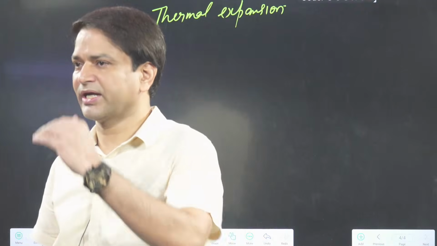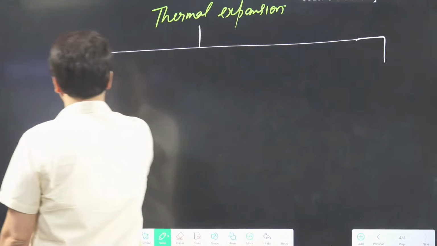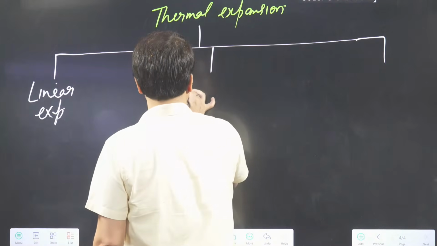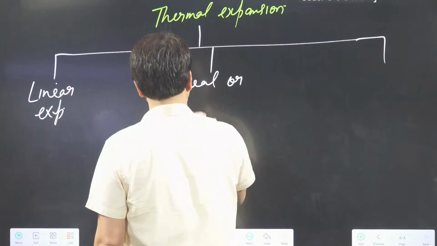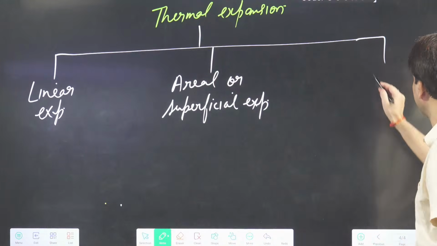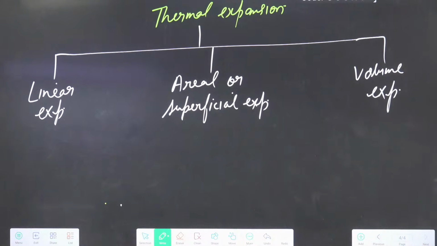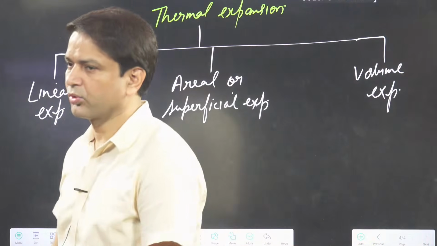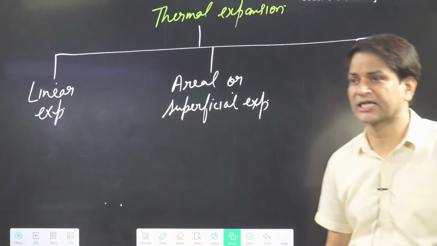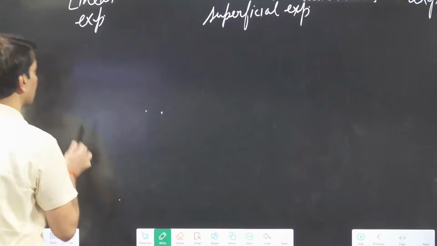According to the dimension of the body, we can divide thermal expansion into three parts. One is linear expansion. Second is superficial or aerial expansion. Next is volume expansion. Like one-dimensional body, two-dimensional body, three-dimensional body, accordingly we can find the linear expansion, aerial expansion and volume expansion. So the first one is linear expansion.